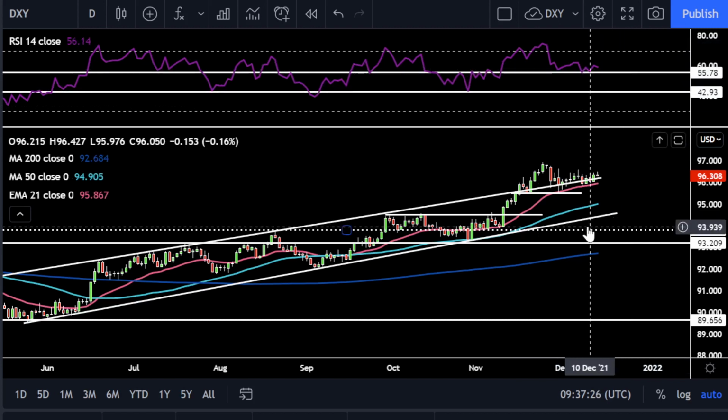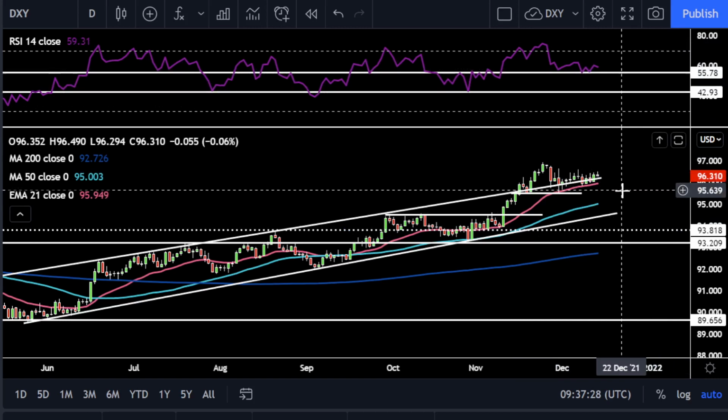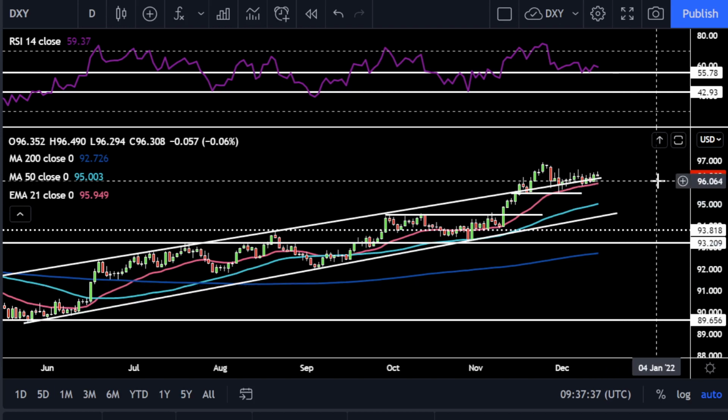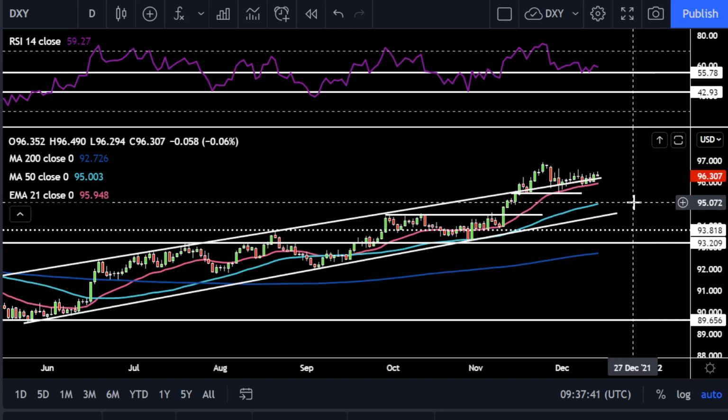In terms of targets, on the downside, I would look towards the 21-day exponential moving average and below there 95.5, as well as the 96 round number, which is basically where the 21-day exponential moving average is.